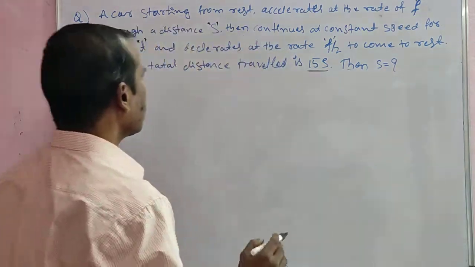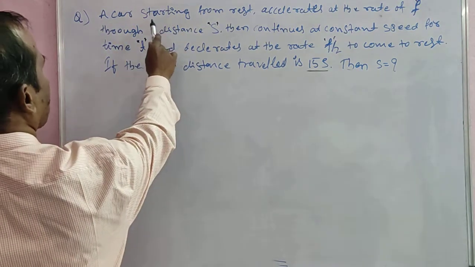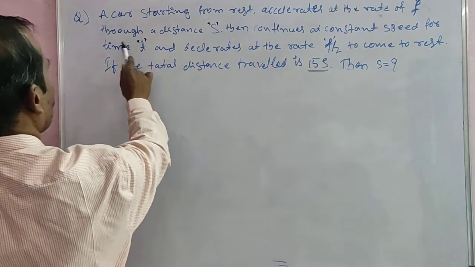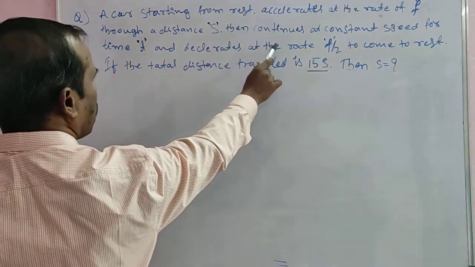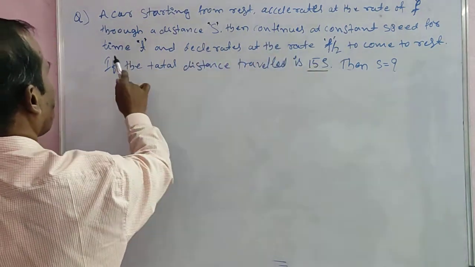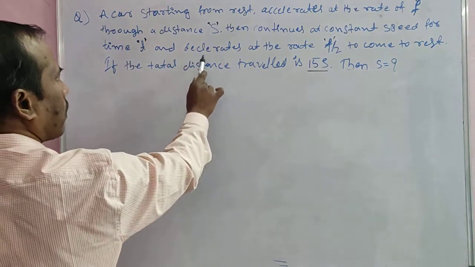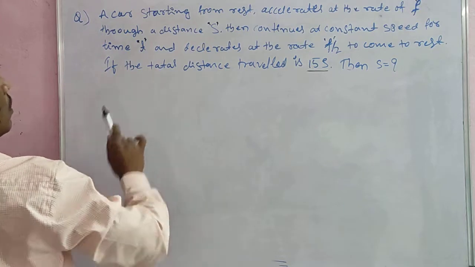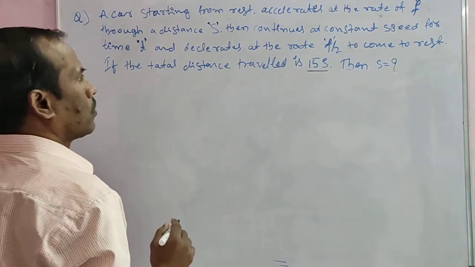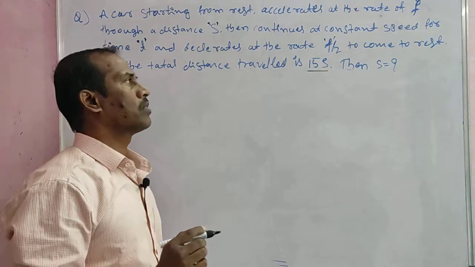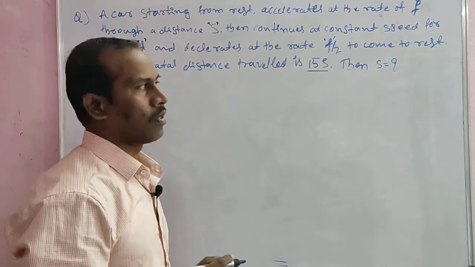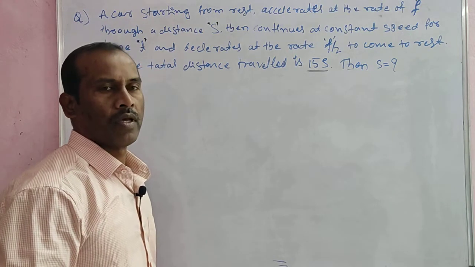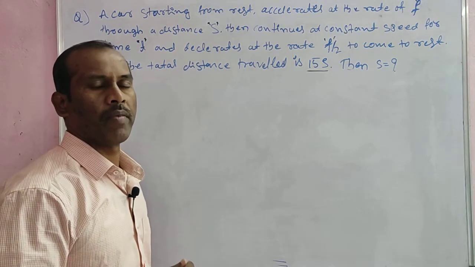Once again, a car starting from rest accelerates at the rate of f through a distance s, then continues at constant speed for time t and decelerates at the rate f by 2 to come to rest. If the total distance traveled is 15s, then s is equal to? Out of these numerical problems, these are very important for JEE Mains and NEET.